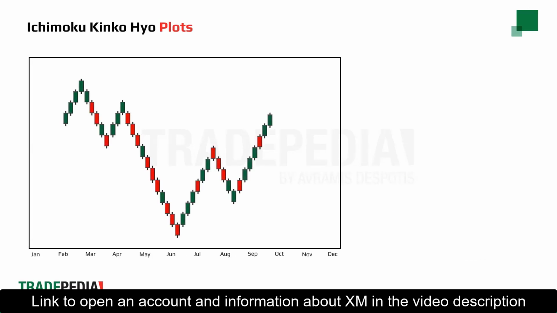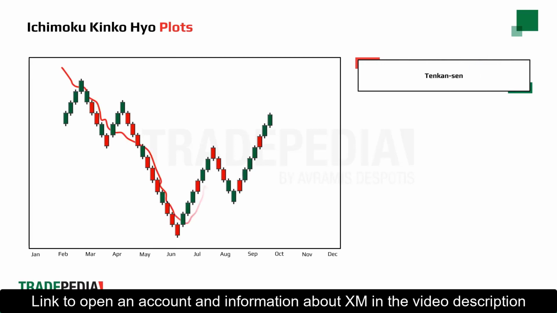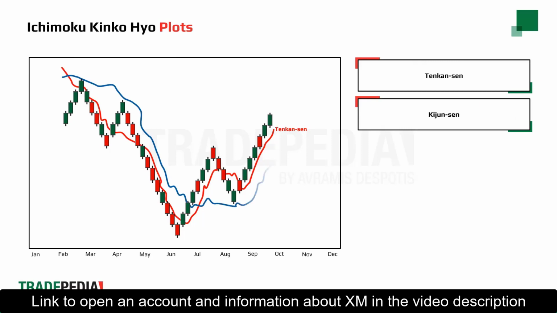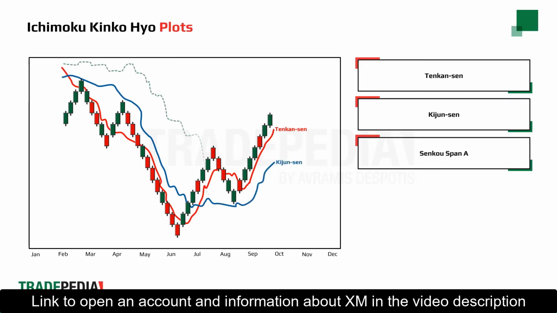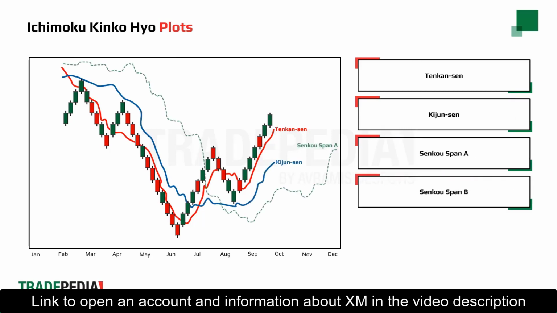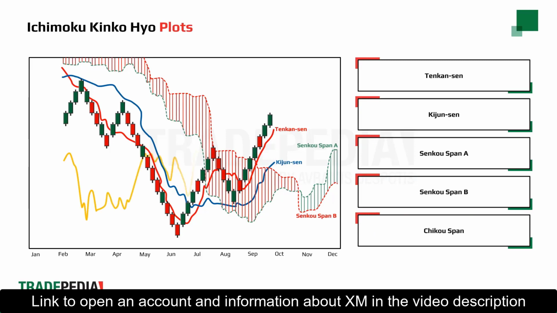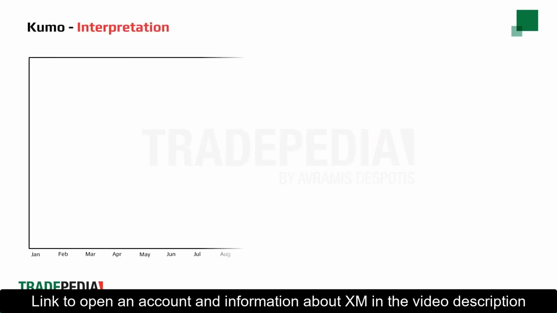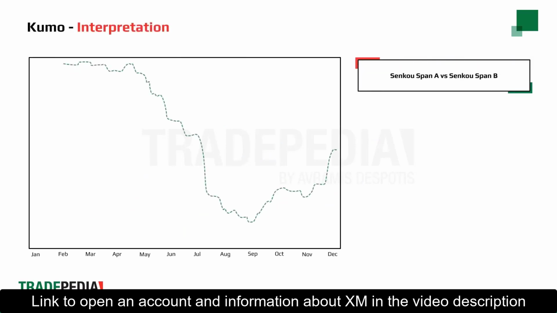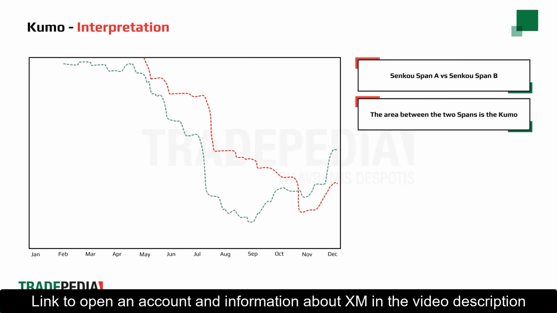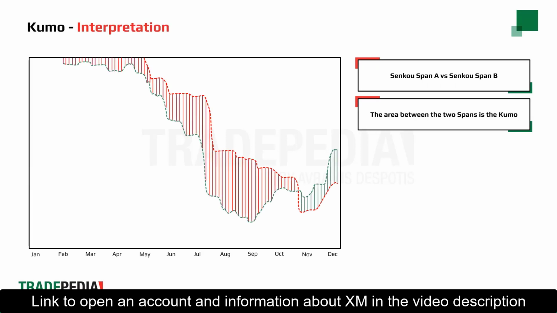Take a look at the plots on a chart. We have the Tenkan-sen, which is the closest to the price. And then we have the Kijun-sen. Senko span A, together with Senko span B, form the Kumo and is plotted 26 periods ahead of the last close. And the fifth plot is the Chikou span, plotted 26 periods behind the last close. The area between the 2 spans is the Kumo, or cloud.